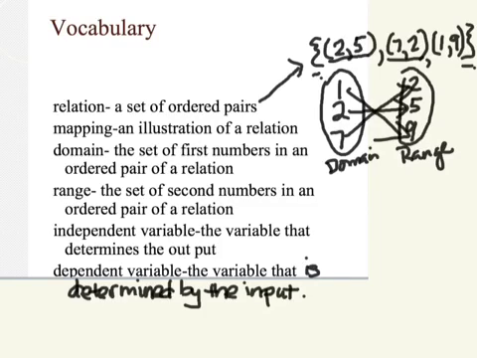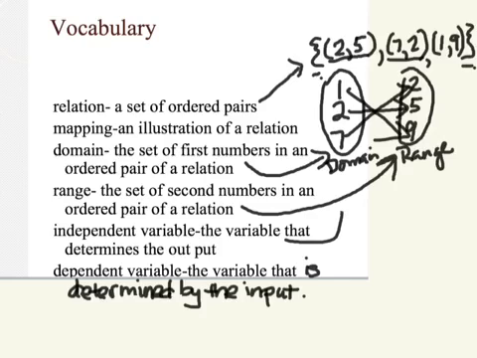We already referred to the domain as the set of the first numbers in an ordered pair, so clearly this group right here refers to the domain. The range is the set of second numbers in an ordered pair, and so those are my range values. Finally, independent variable and dependent variable are two phrases that come up often, that oftentimes really just say these are the x terms and these are the y terms.